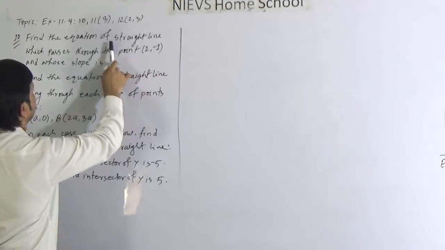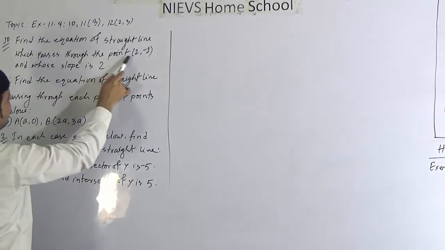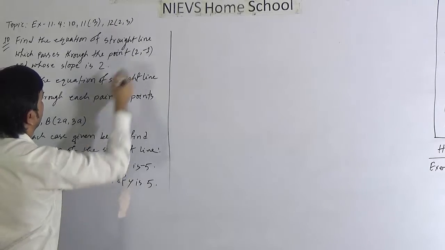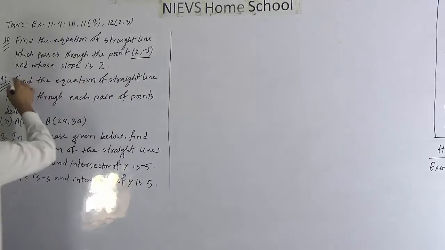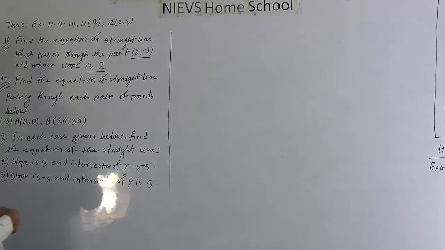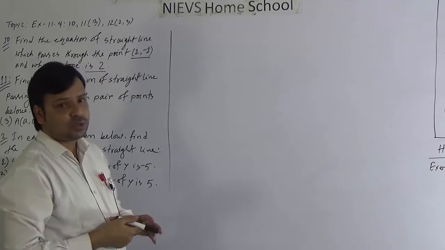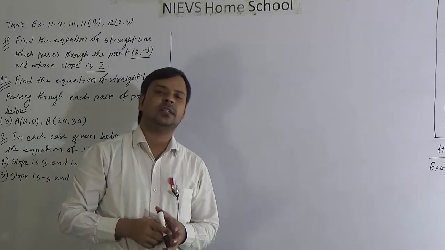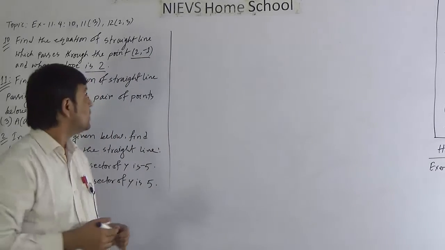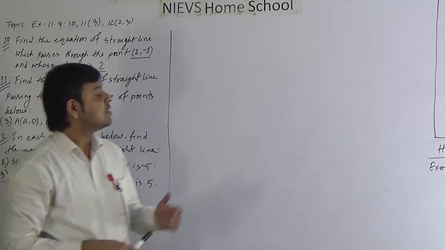Find the equation of straight line which passes through the point 2, minus 1 and whose slope is 2. Dear students, we need to determine the equation of straight line which passes through the point 2, minus 1 and whose slope is also 2 given. We need to determine the equation of straight line.